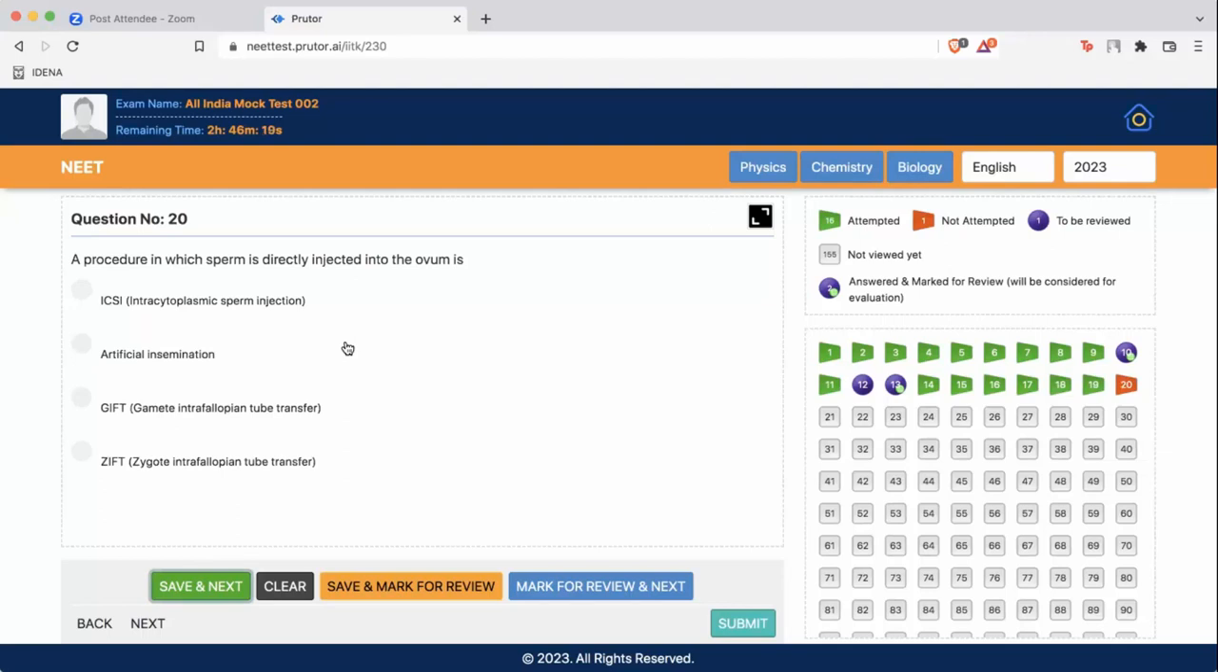A procedure in which sperm is directly injected into the ovum is intracytoplasmic sperm injection. Artificial insemination is when you inject it into the female.